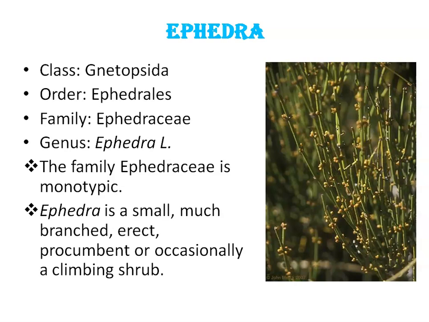You can see here, this is the Ephedra plant, and Ephedra is a small, much branched, erect, procumbent, or occasionally a climbing shrub. It is distributed chiefly in the arid regions of the world. A widely used alkaloid, ephedrine, is extracted from some of its species.